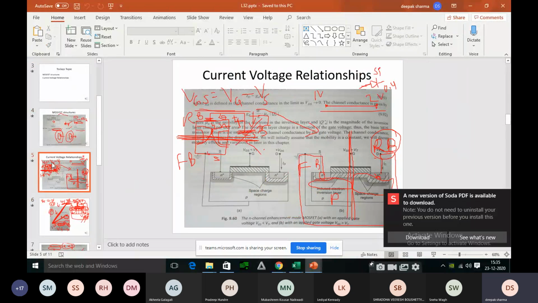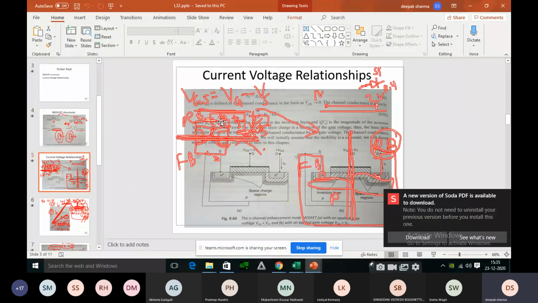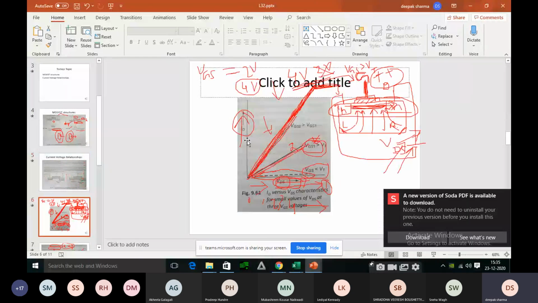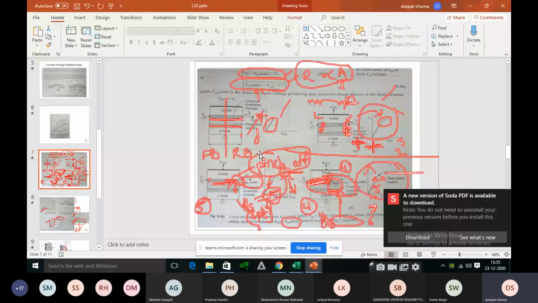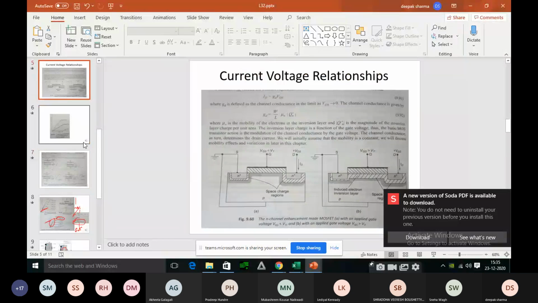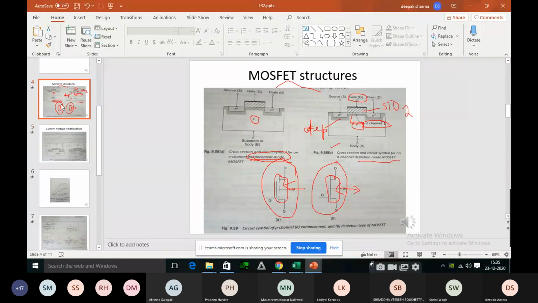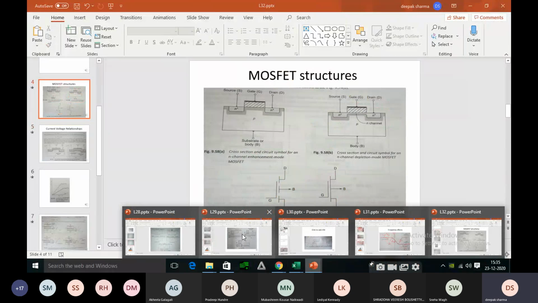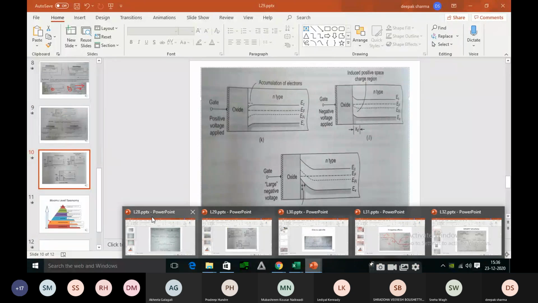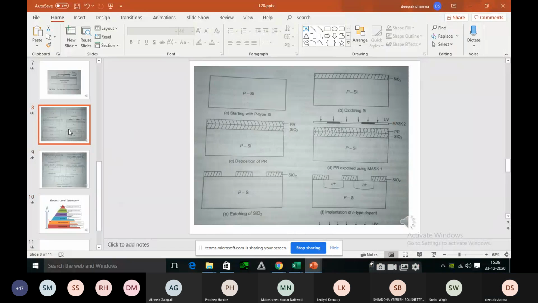Yeah, then this comes the MOSFET working, right? So here we will be having the MOSFET. So what is MOSFET? How is it manufactured? What are the fabrication steps for the MOSFET? They are different. You have to understand the question. They are these steps, right?